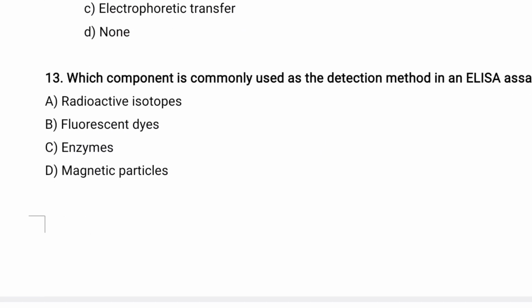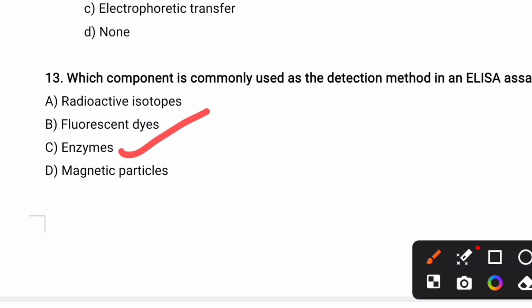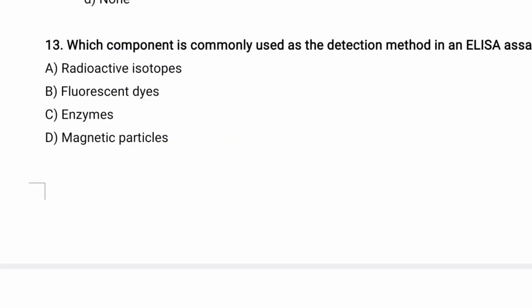Which component is commonly used as a detection method in an ELISA assay? Options are radioactive isotopes, fluorescent dyes, enzymes, magnetic particles. For this, the correct answer is enzymes. Let's see the next question.